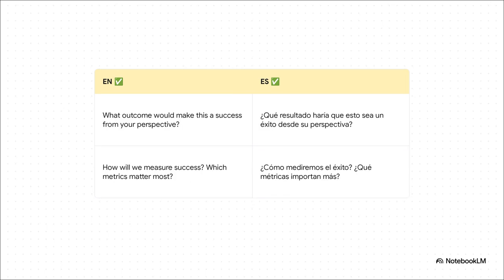Now, this is a real game changer. During that discovery phase, you have to stop asking about features and start asking about outcomes. A question like, what outcome would make this a success, totally flips the script. You go from talking about a laundry list of tasks to having a strategic discussion about real, meaningful business value.